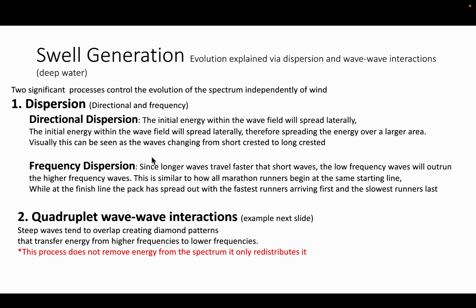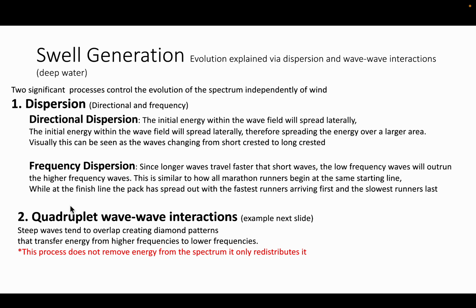Frequency dispersion. Since longer waves travel faster than short waves, the low-frequency waves will outrun the higher frequency waves. This is similar to how marathon runners begin at the same starting line, while at the finish, the pack has spread out with the fastest runners arriving first and the slowest arriving last.